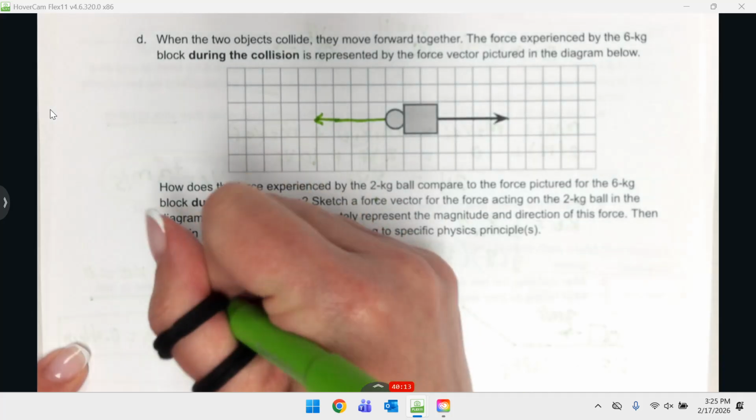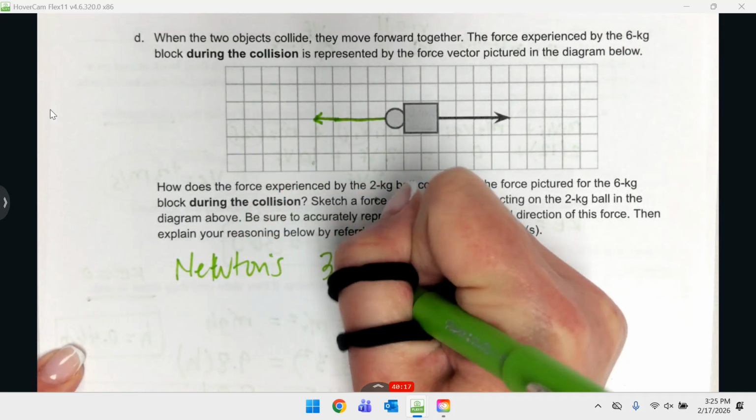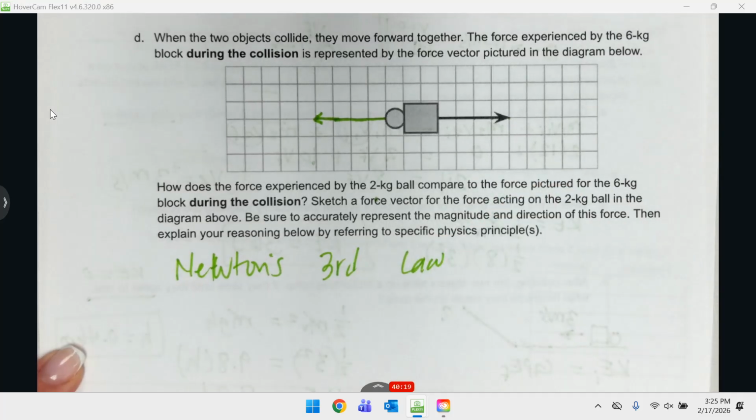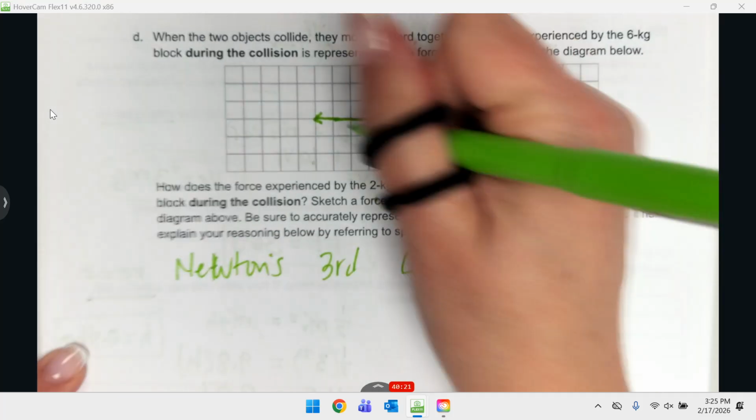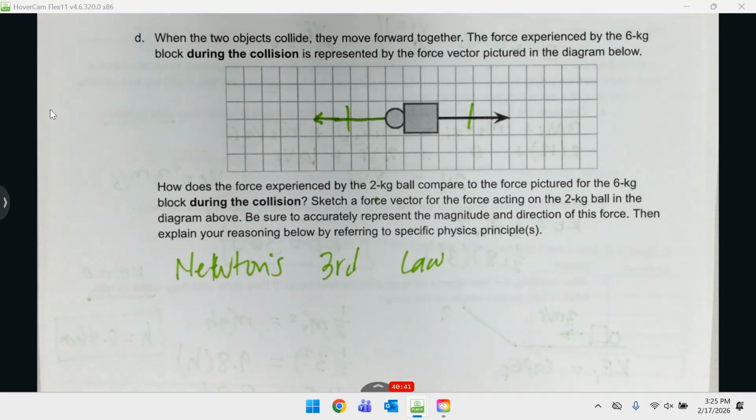And then you can say something about Newton's third law. For every action, there's an equal and opposite reaction. This needs to be equal to this, because of Newton's third law. So when you sketch it, draw it equal in length and then explain why. And you should probably put more than this, but you should say that you drew it the same length because of Newton's third law, stating that for every action there's an equal and opposite reaction. These constitute a force pair, something like that.